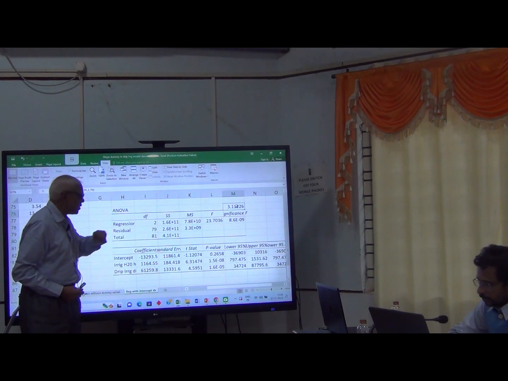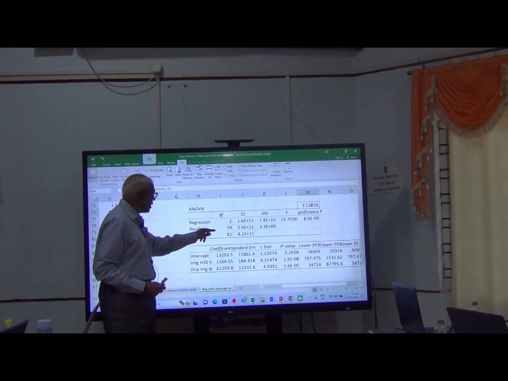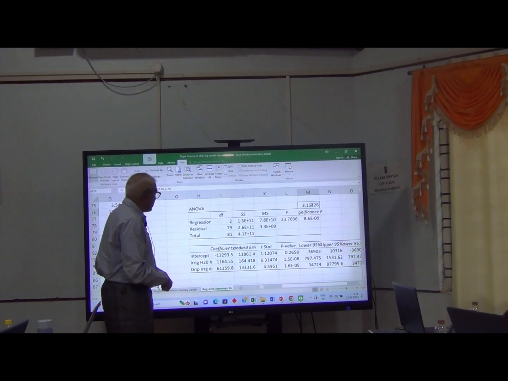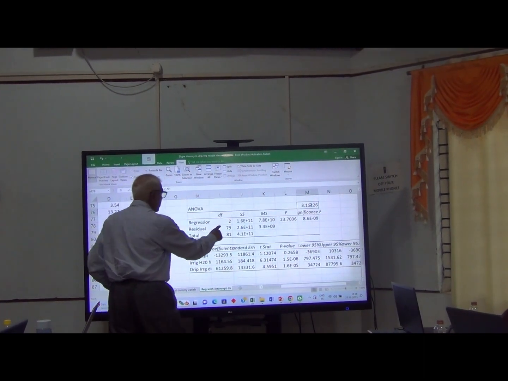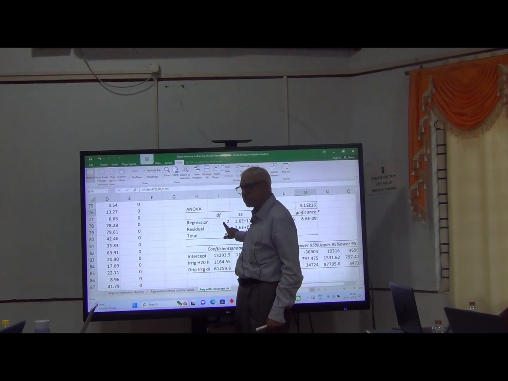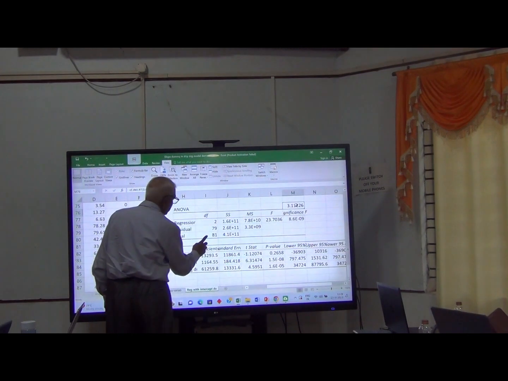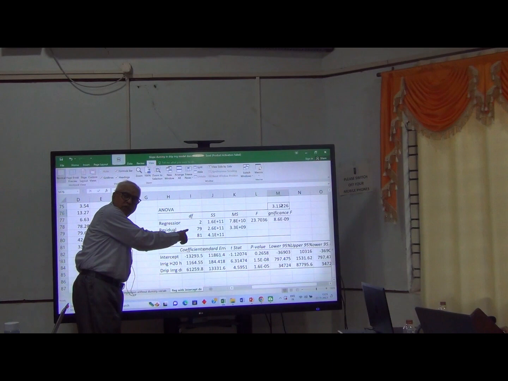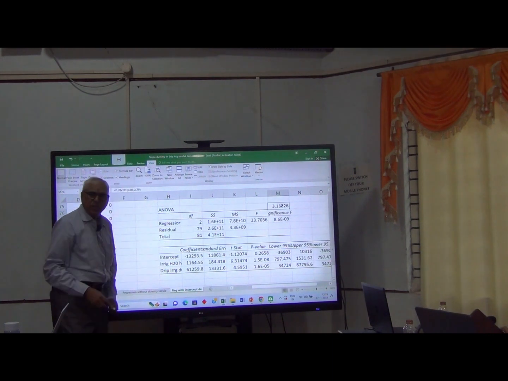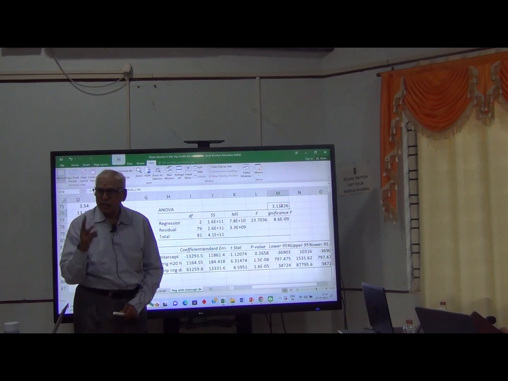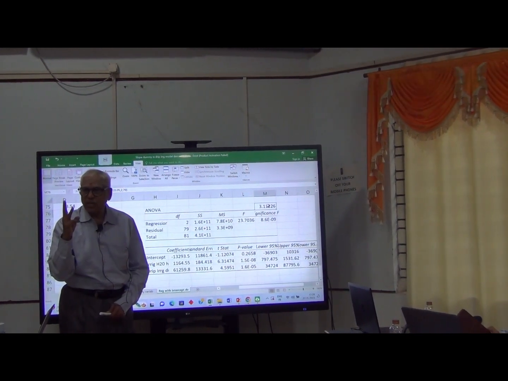In residual, it is n minus k. K minus 1 is for regression, where k is the number of parameters. Total is n minus 1. Here, 82 minus 1. Residual is n minus k. N minus k means how many observations are there? 82. How many parameters are there? 3. 82 minus 3 is 79.